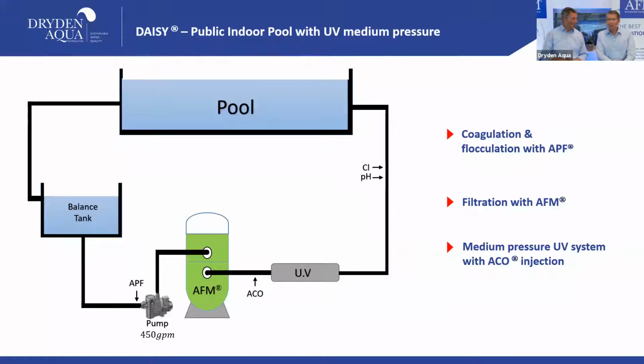Solution number 3 is the use of a UV medium pressure. So we have the same system: a DAISY system followed by UV medium pressure. We do recommend that if you use a UV medium pressure, you dose ACO in front, and we will explain exactly why. And to be clear, that really will bring your combined chlorine down by 50%, so from 0.4 to 0.2. Yes, it is really reducing combined chlorine, but we form trihalomethanes, as we will see. And here comes why.